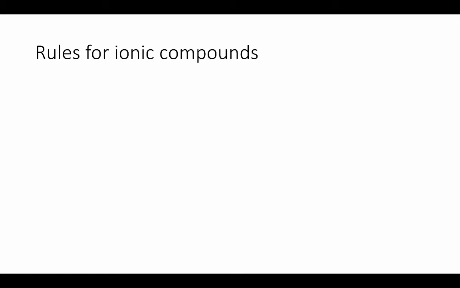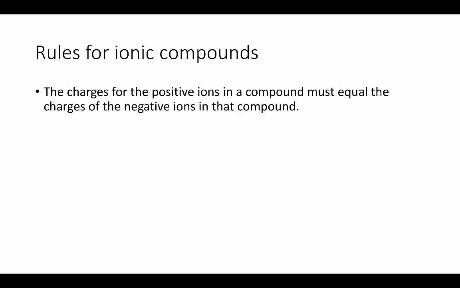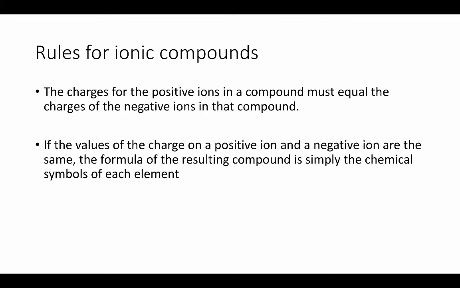So the charges of the positive ions in a compound must equal the charges of the negative ions in that compound. If the values of the charge on a positive ion and a negative ion are the same, the formula of the resulting compound is simply the chemical symbols of each element, which is what we saw in our previous examples. When the 2 charges were equal with the alkali metals and the halogens, we just took the symbols and stuck them together. Same with the alkaline earth metals and group 16, we just stuck them together.